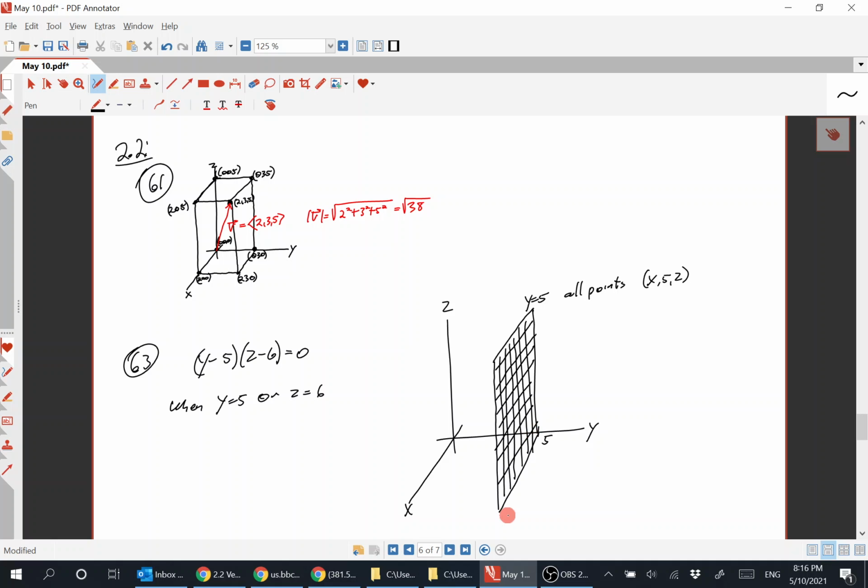Notice how I drew this plane. It's parallel to the xz plane. So this line is parallel to the x-axis. This line is parallel to the z-axis. And then the plane z equal to 6. I'll put the z equal to 6 here, so it's not too out of place. No, it's not going to work there, is it? I guess we'll put it here.